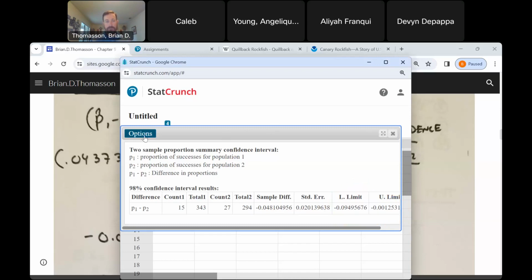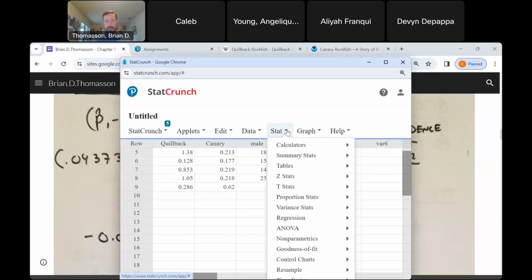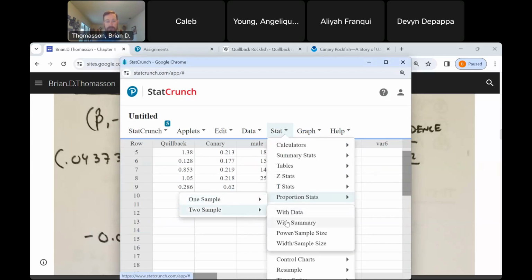So let's start from scratch. Why not? We go under Stat, Proportion Stats, Two Sample, With Summary, so that we're going to the same place for the confidence interval and the hypothesis test. Okay, so Stat, Proportion Stats, Two Sample, With Summary.